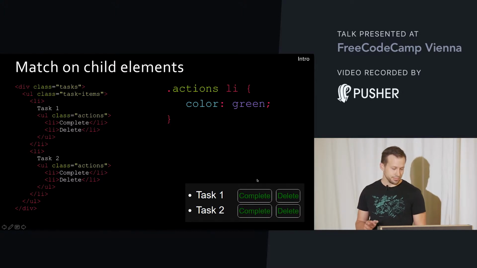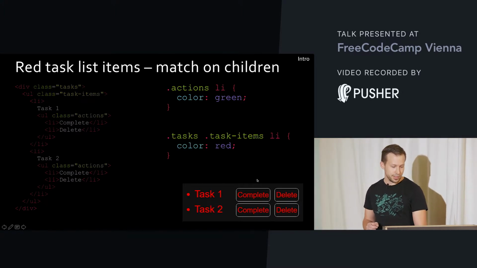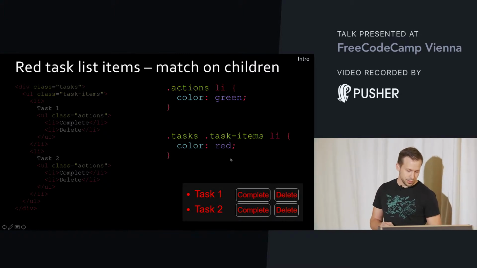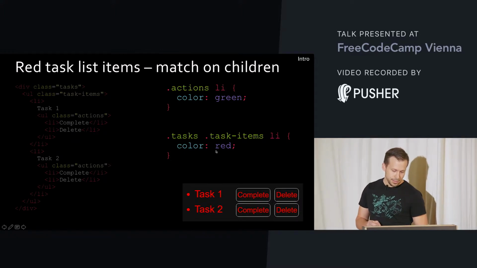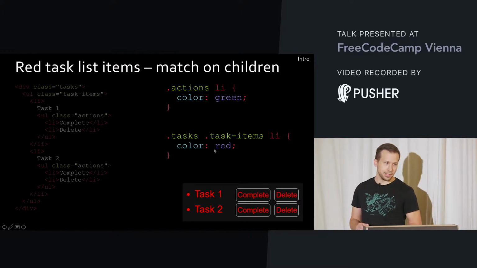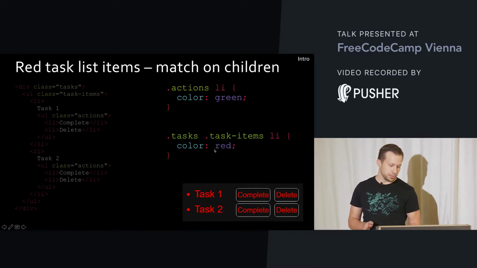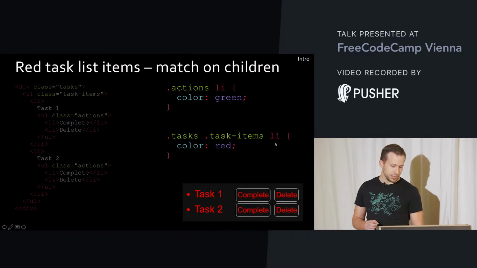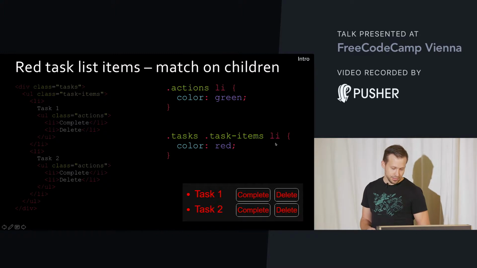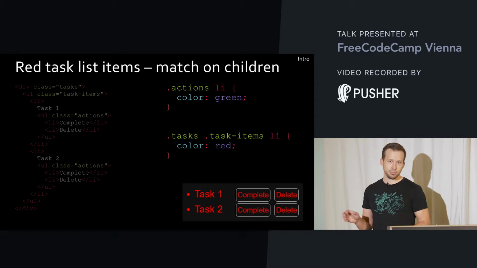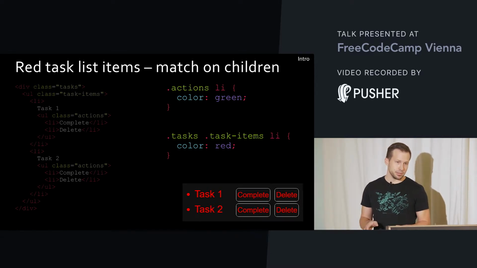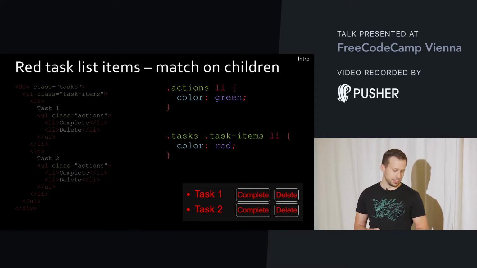This works out well. But what if we'd like to have red task list items? We introduce a new selector, tasks, task items, list item, and this defines that the list item color will be red. But what happens here is that we also match the child elements. We also match the action buttons, because they are also list items in the task items. So this is unintentional, and it could very well happen if you have a third-party widget in there as your button, that you override some styles that you didn't want to override with a selector you defined for your task items.